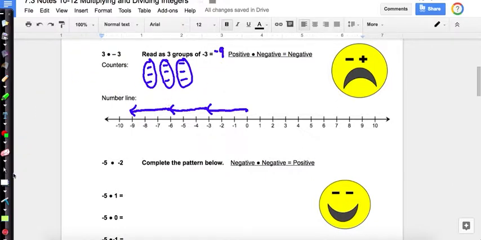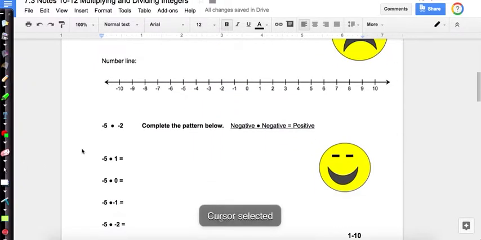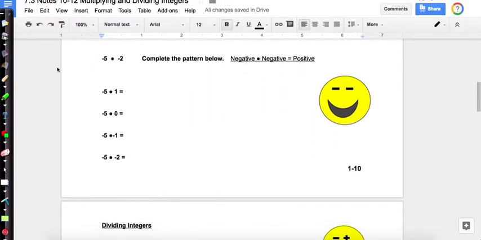Now, the last rule is a little more complicated to explain. So I'm going to explain it using a pattern. So eventually we're going to figure out what negative 5 times negative 2 is using the pattern. So we just learned that a negative times a positive is a negative. So what's 5 times 1? It's 5, and since we said a negative times a positive is a negative, we're going to make this negative 5.